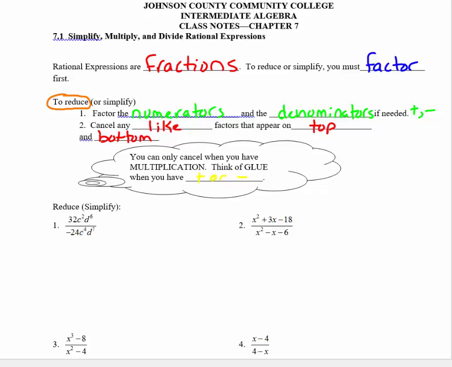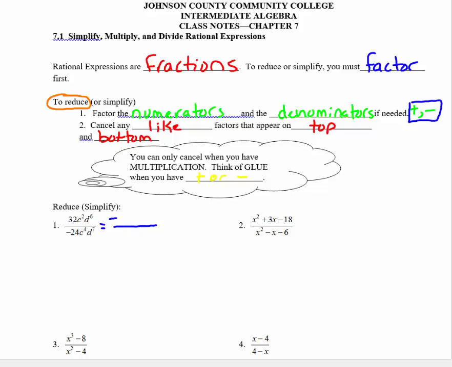So number 1, the direction says to reduce or simplify 32c squared d to the 6 all over negative 24 c to the 4th d to the 7th. So if we follow those steps that were listed, the first thing is to factor if needed. Well, when we look at that problem, there are no plus signs or minus signs, so no factoring is needed. I can just go ahead and start reducing. So looking at the 32 over the negative 24, the first thing I see is a negative needs to come up. Remember, a fraction is in simplest form if the negative is not left in the denominator.